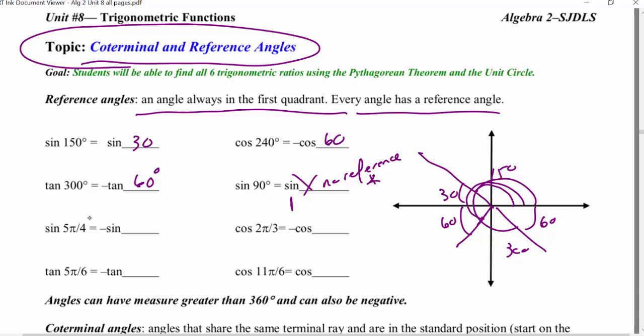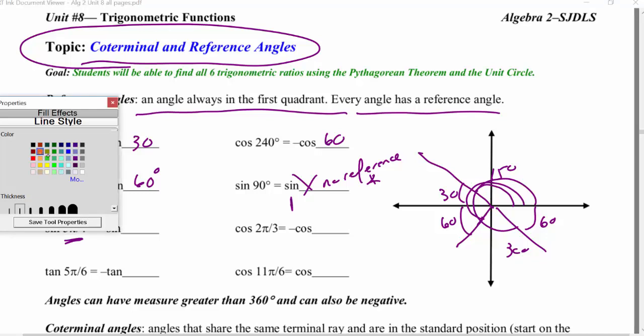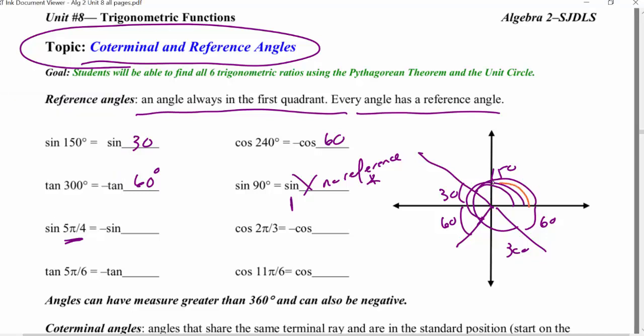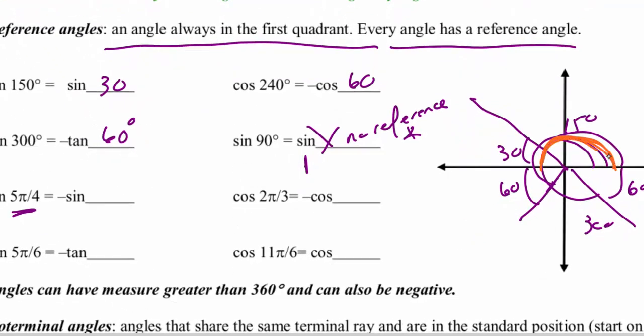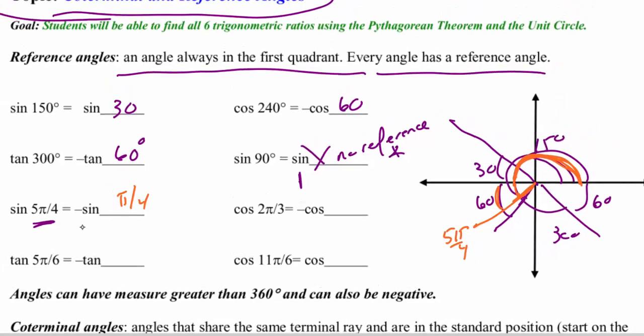5 pi over 4. So we have to know what quadrant 5 pi over 4 is in. If you go all the way to here, that's pi, so that's 4 pi over 4. Keep going, and so 5 pi over 4 would be in the third quadrant. In the third quadrant, the reference angle is pi over 4. And they're opposite because the sine of 5 pi over 4 is negative and the sine of pi over 4 is positive.